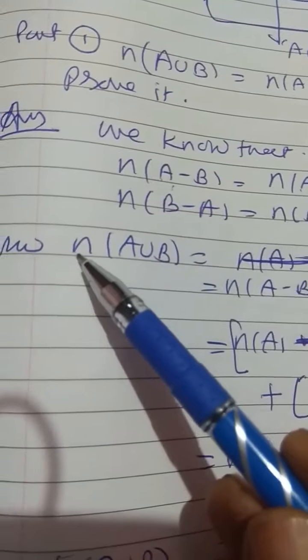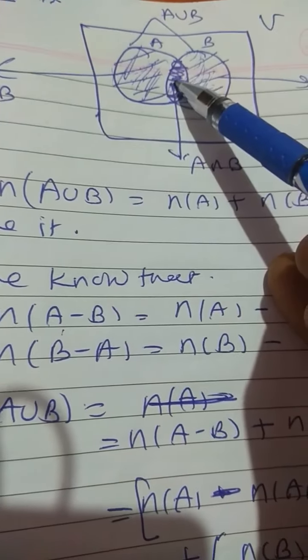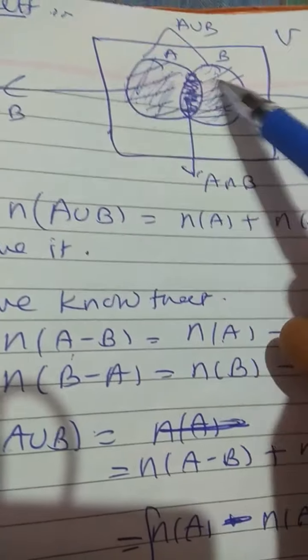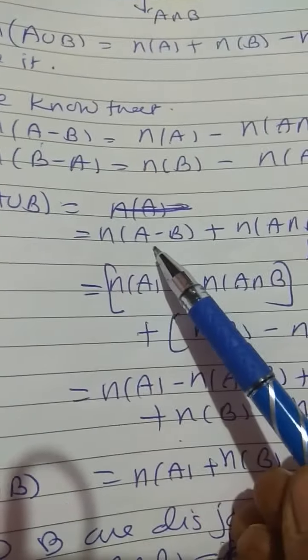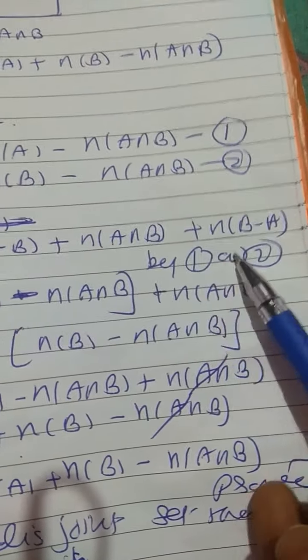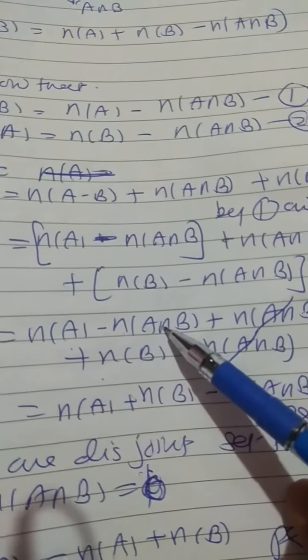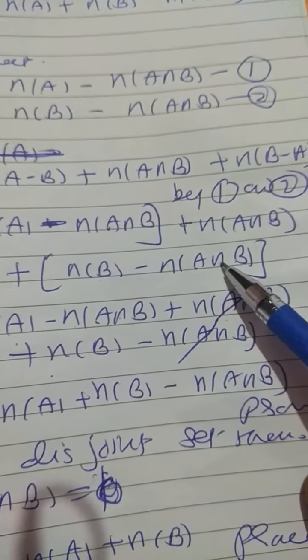Now we take the left hand side, n(A union B). What is the meaning of A union B? n(A minus B) plus n(A intersect B) plus n(B minus A). I repeat again, the total part A union B is written as A minus B, A intersect B and B minus A. So n(A union B) is n(A minus B) plus n(A intersect B) plus n(B minus A). By 1 and 2, put these values. In place of n(A minus B) it is n(A) minus n(A intersect B), plus n(A intersect B), plus n(B) minus n(A intersect B).